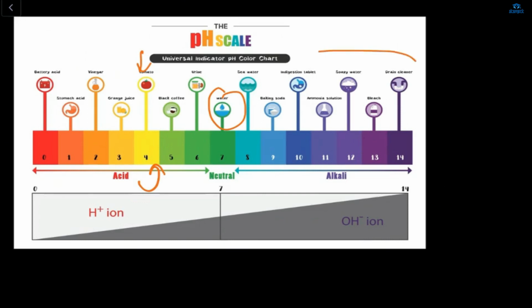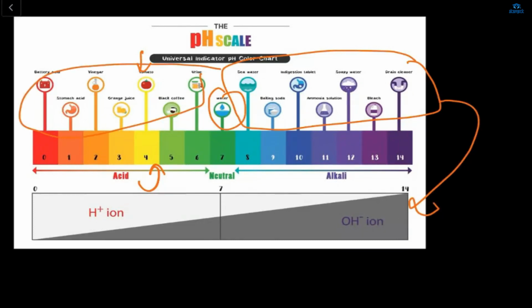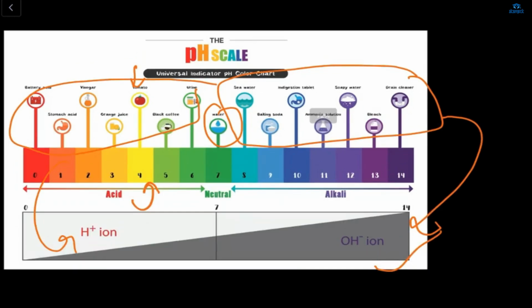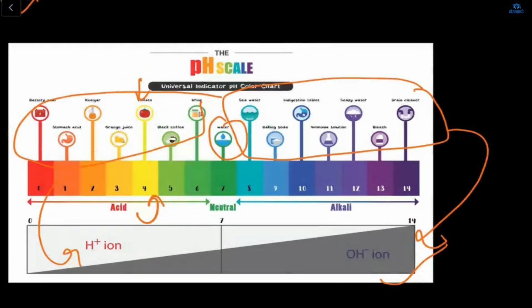And if these are basic, they will contain OH minus ions, and if these are acidic, they will contain H plus ions, in the sense that if we mix an acid with water, it will release H plus ions, and if we mix a base with water, it will release OH minus ions. Okay, so this is the pH value. From here you can easily predict whether any substance is acidic, basic or neutral. Neutral is only water. Other than that, you have to indicate it, and with the help of pH value, you can. Okay.